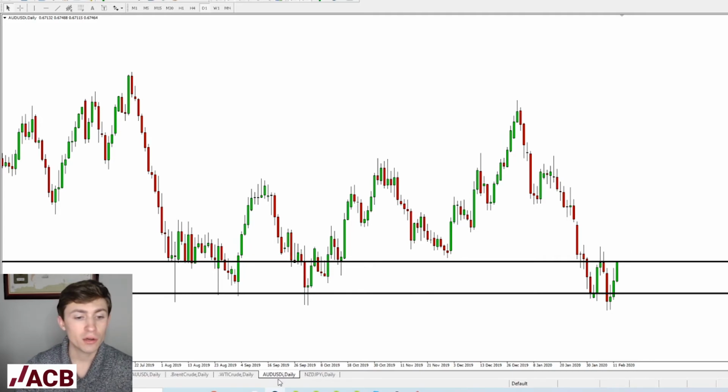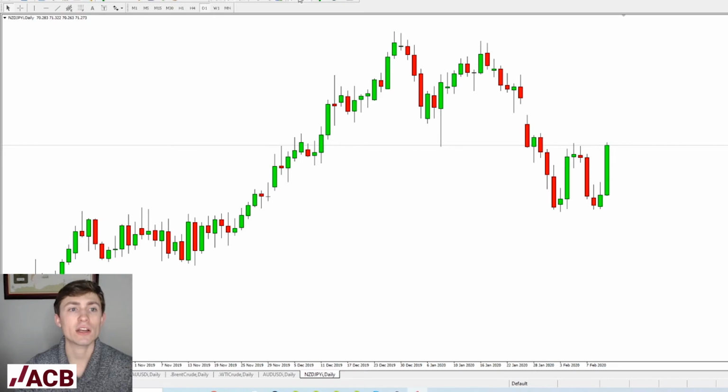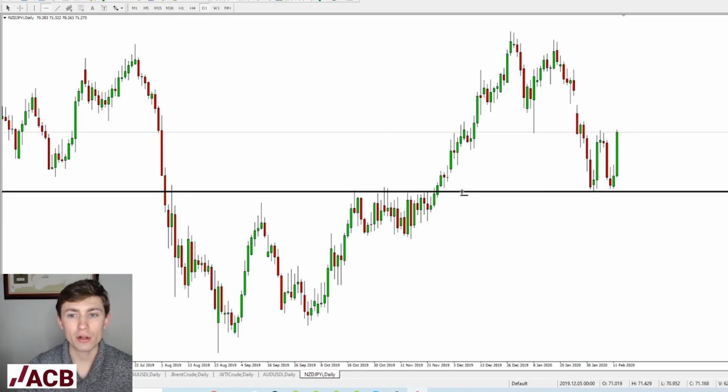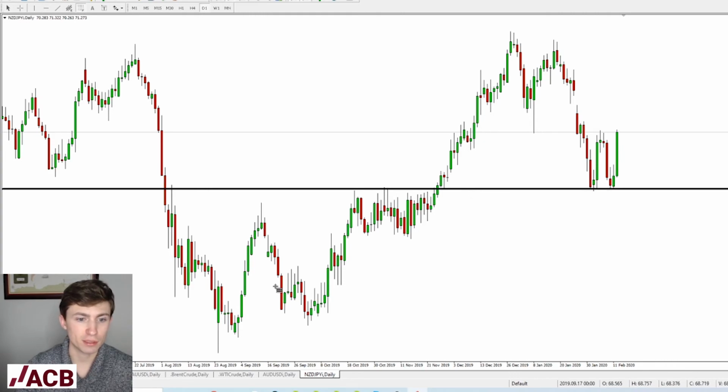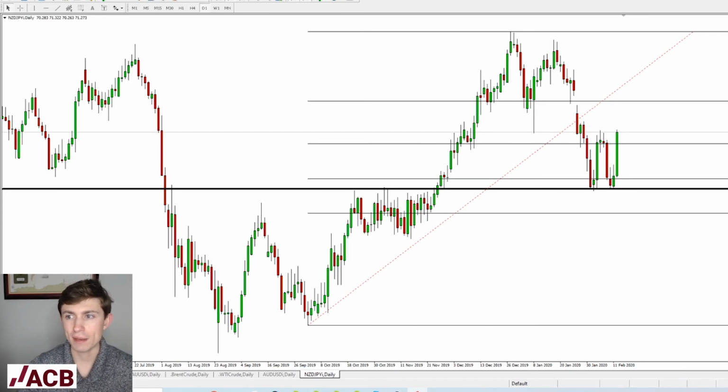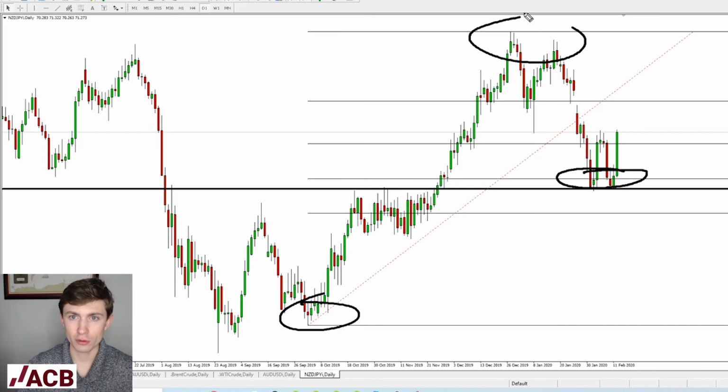Okay, and then last one is New Zealand yen here, and this is really interesting because I like the idea here. You can see that price held this level very nicely. In fact, I believe it holds a 50% retracement, if I'm correct. Just about a 50% retracement in this area here, from the low to the high, right?